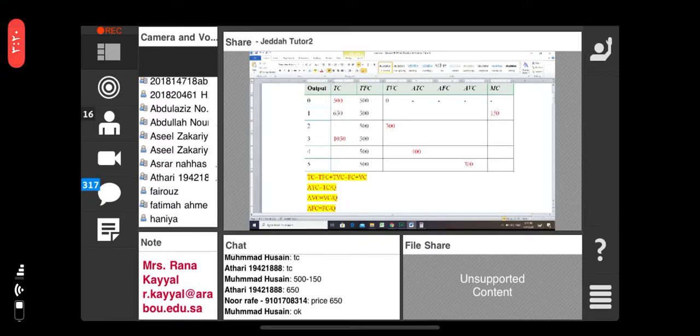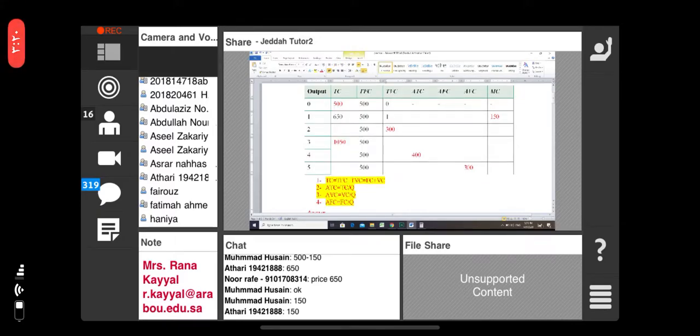Okay, so I calculate total cost equal 650, fixed cost equal 500. How much is the total variable cost from formula number 1? Average total cost equals total cost over quantity, so this is divided by 1. I will have them the same, 650, 500, and then 150.